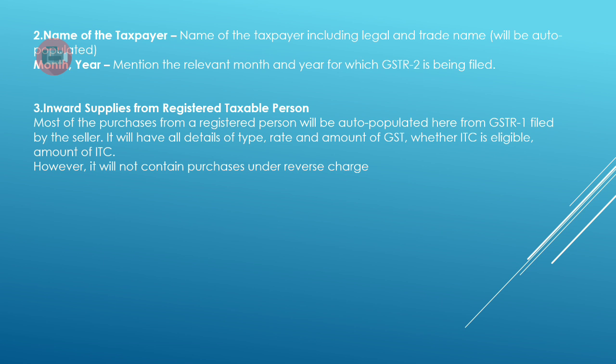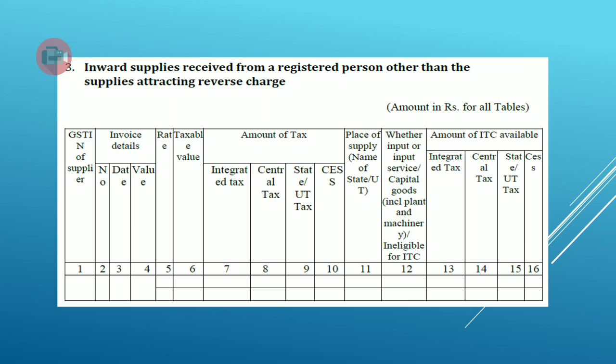Inward supplies from registered taxable person. Most of the purchases from a registered person will be auto-populated here from the GSTR-1 filed by the seller. It will have all details of type, rate, month and amount of GST, whether ITC is eligible, and the amount of ITC. However, it will not contain purchases under reverse charge. You can see this format: inward supply received from a registered person other than suppliers attracting reverse charge.